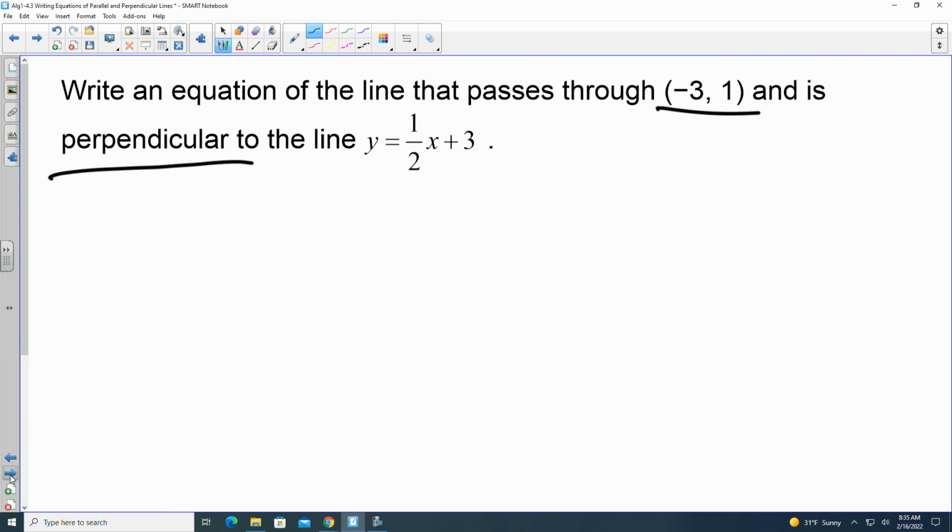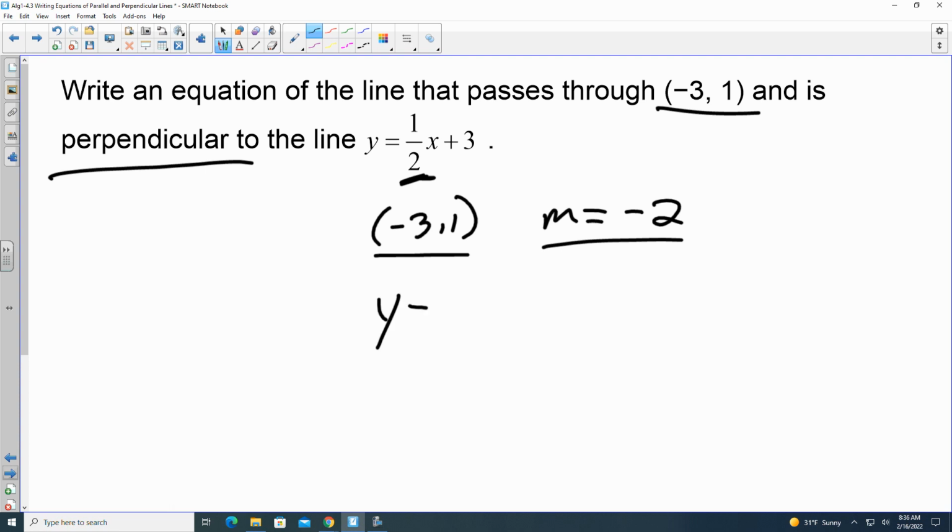So now I can go about and apply my new equation into point slope form. My point is (-3, 1), but the slope of my new line, because it's perpendicular, is going to be the opposite reciprocal of this line here. Since this line's slope is +1/2, my new slope is going to be -2, because I flipped the fraction and changed the sign. So these are the two pieces of information that I need to create my new line.